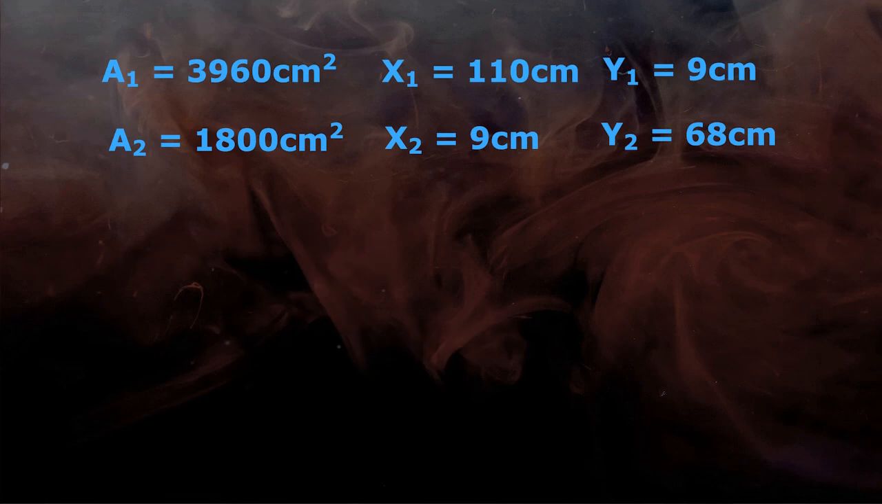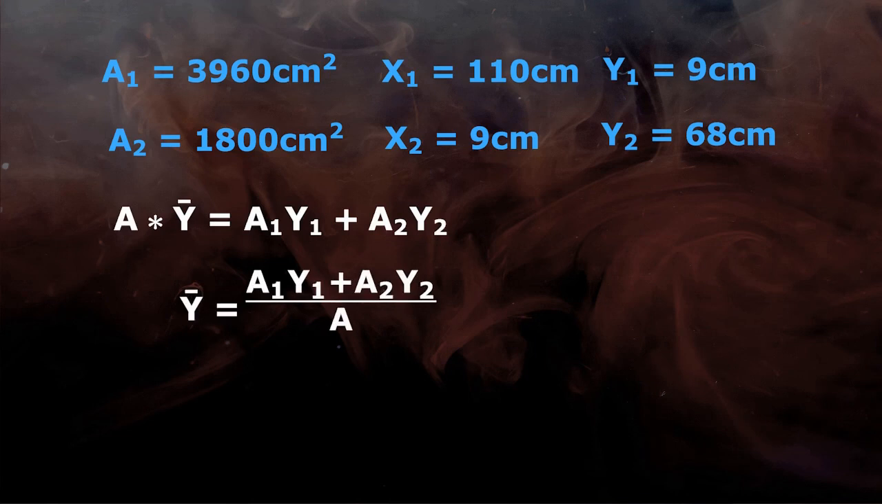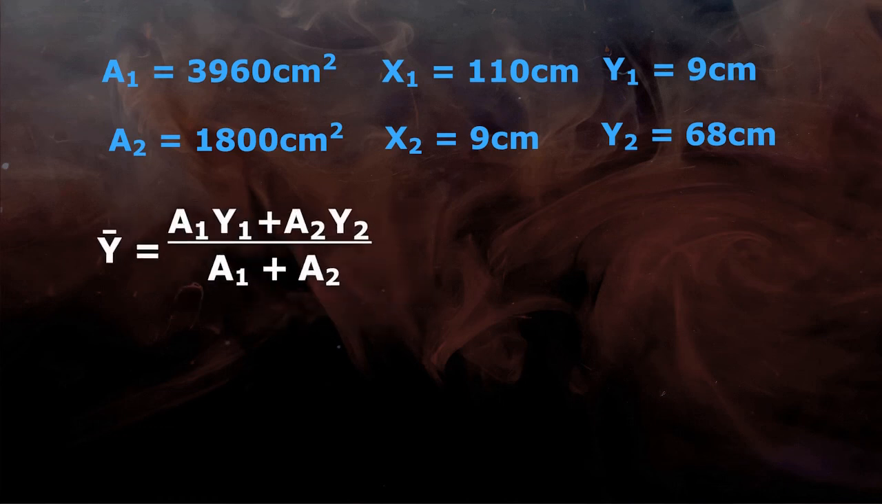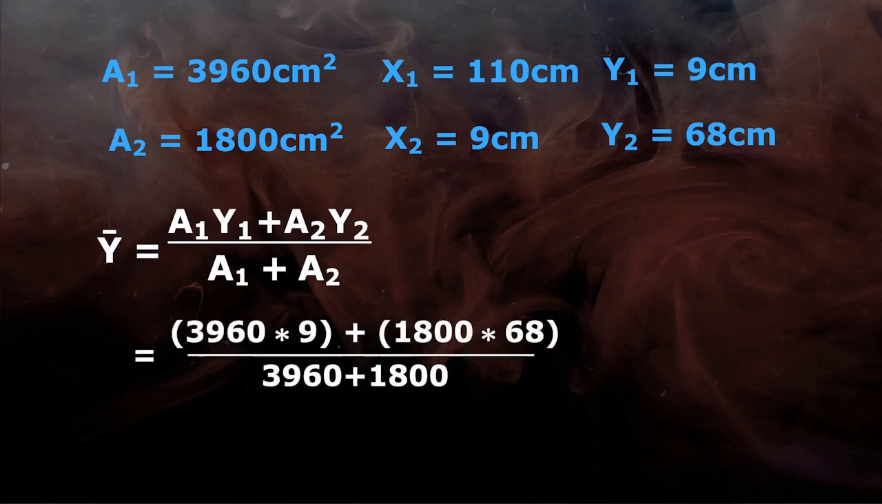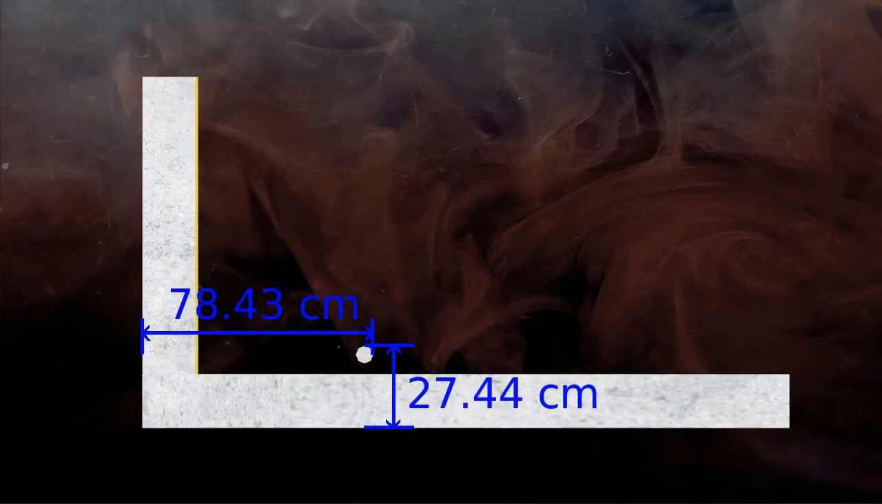Similarly, the y coordinate of the centroid can be found by taking the moment of area with respect to the x-axis. So the moment of total area will be equal to the summation of moments of all individual areas. Put values of a1, a2, y1 and y2 in this equation. So the y coordinate we get is 27.44 centimeter. And here is the centroid of your balcony.